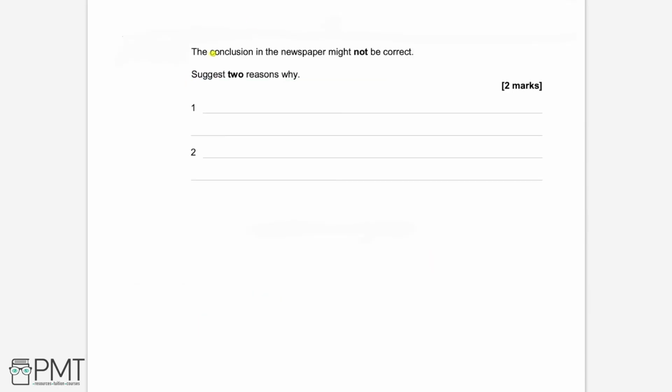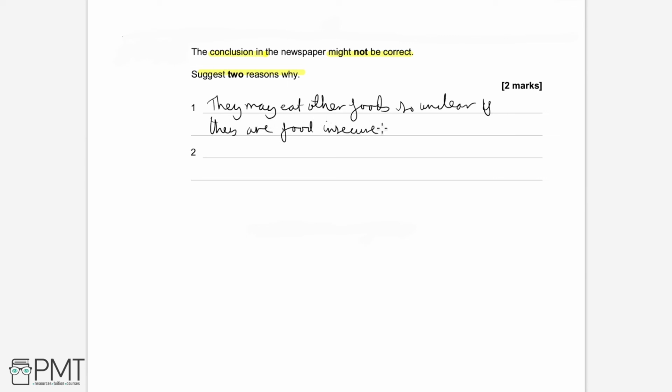The conclusion in the newspaper might not be correct. Suggest 2 reasons why. Well, the newspaper suggested that the food insecurity in Canada in Aboriginal communities was due to less traditional food being eaten. Well, we don't know what else they eat. Their diet might not be entirely reliant on traditional foods. So this is our first point. They may eat other foods, so it's unclear if they're food insecure.